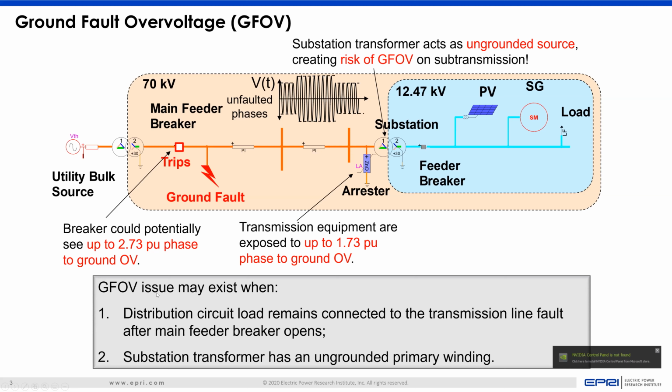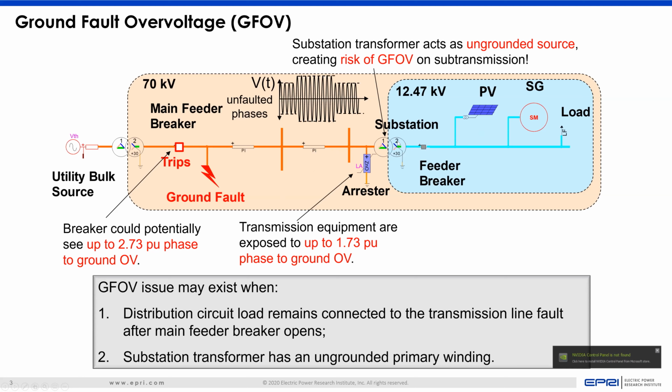So in conclusion, the GFOV issue may exist. There are two conditions that need to be met in order for the GFOV risk to exist. First, the distribution circuit should remain connected to the transmission line fault after the opening of the main feeder breaker. And the second condition is that the substation transformer has an ungrounded primary winding. So essentially, there is no grounding source to the subtransmission system from the distribution system.